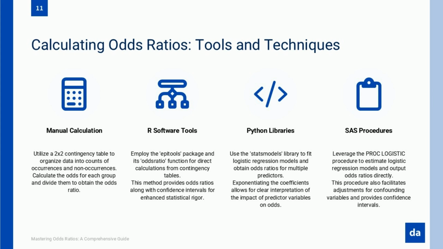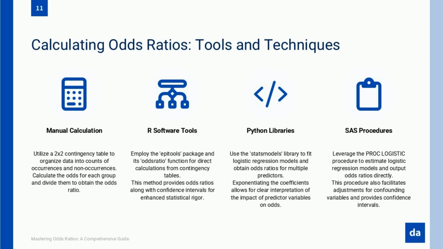Popular platforms like R, Python, and SAS have revolutionized the way we handle odds ratio calculations. In R, for instance, the epitools package offers the oddsratio function, which can be applied directly to a contingency table. This not only yields the odds ratio, but also provides confidence intervals, adding a layer of statistical rigor to your analysis. Python users aren't left behind, with the statsmodels library offering robust tools for odds ratio calculation through logistic regression models. By fitting a logistic regression and exponentiating the coefficients, data scientists can obtain odds ratios for multiple predictive variables simultaneously. This approach is particularly valuable when examining the influence of various factors on an outcome.